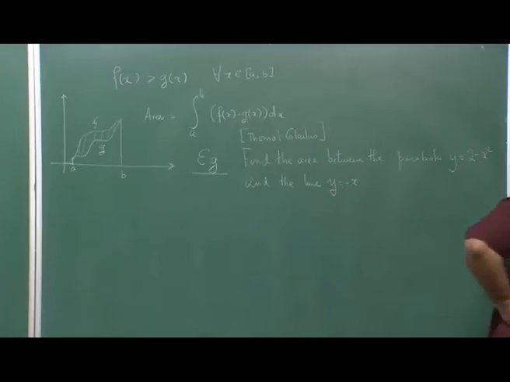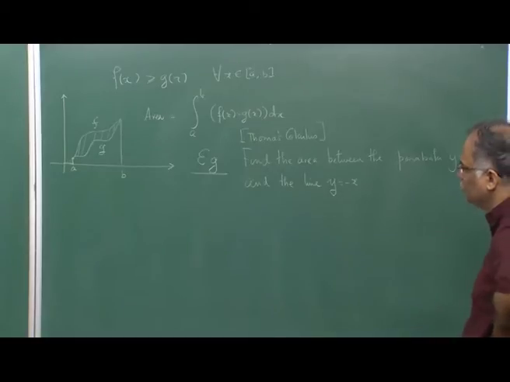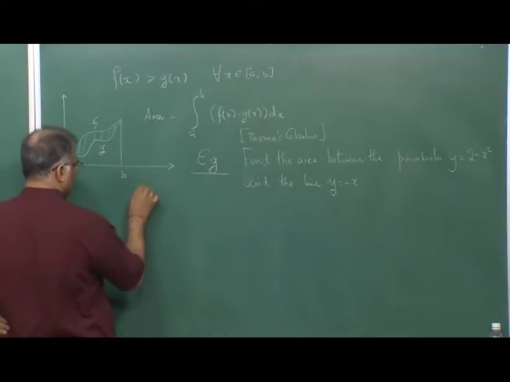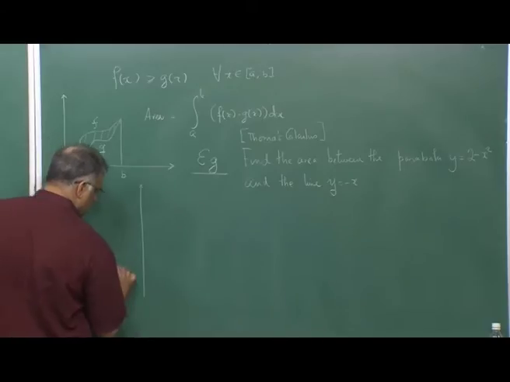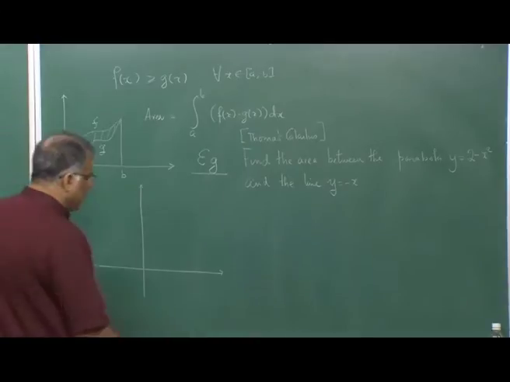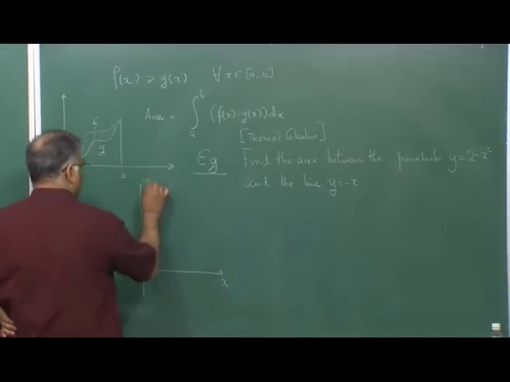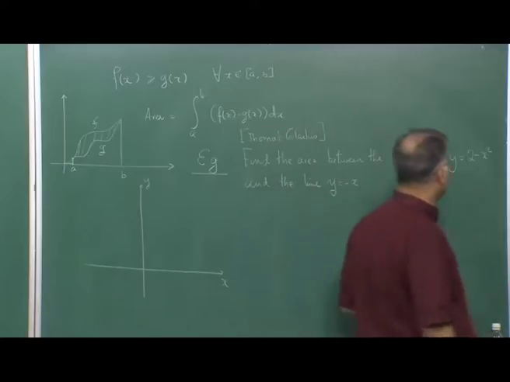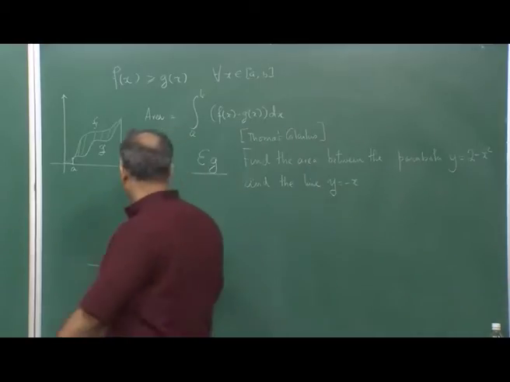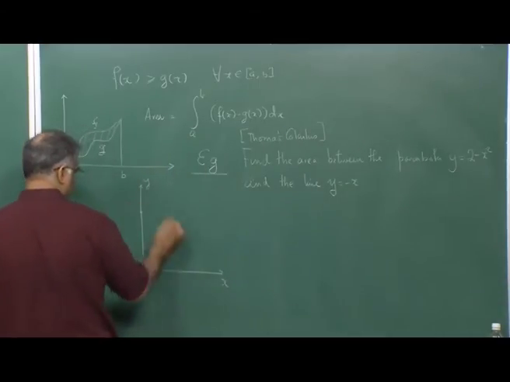So, here, what am I supposed to do? Let me see. Let me try to graph this parabola first. I insist that you always try to do graphs of functions. So, if this is x and this is y, and you have 2 minus x square here, if x is 0, y is 2. So, the graph is like this. The parabola should be something like this.